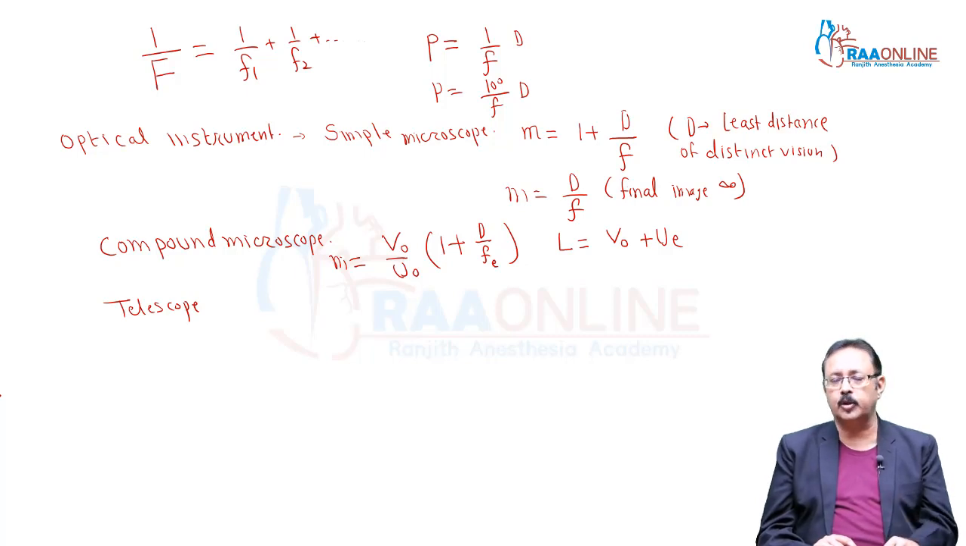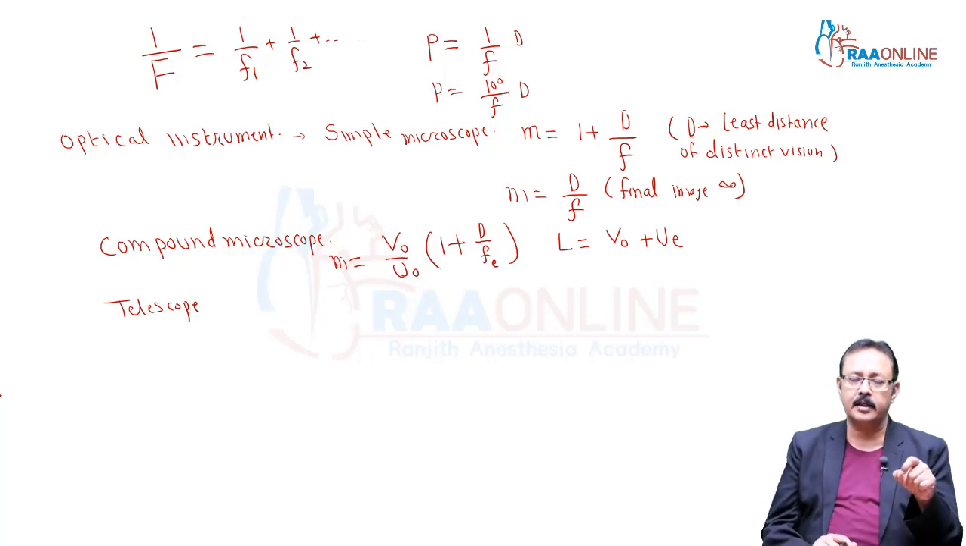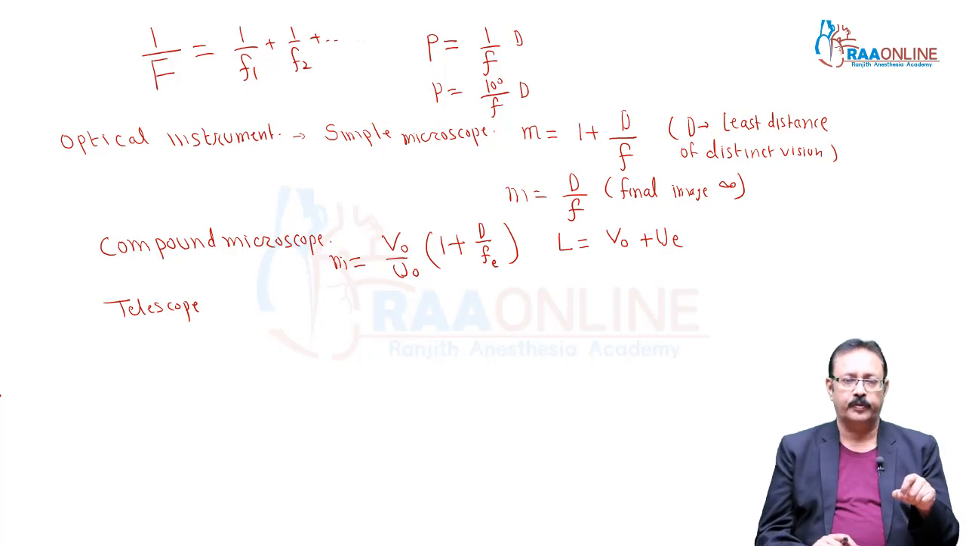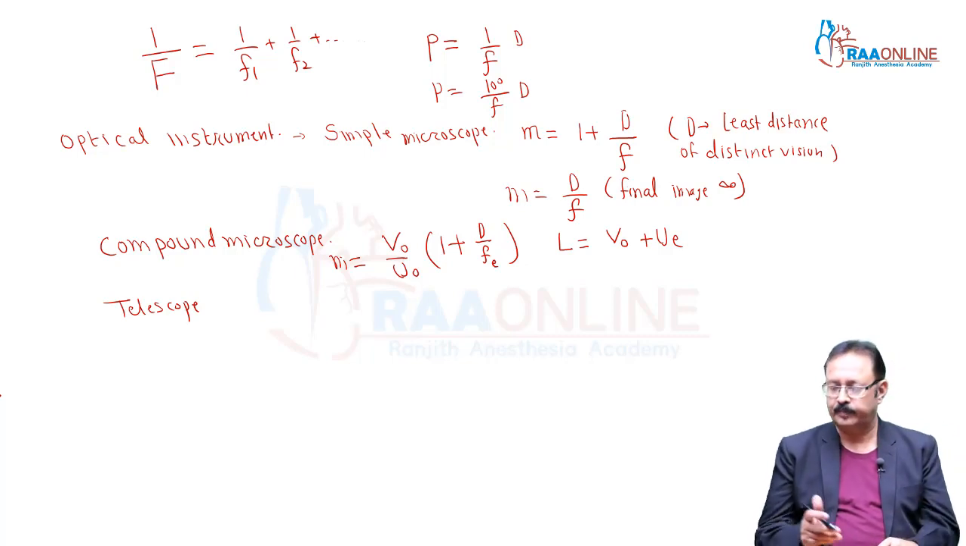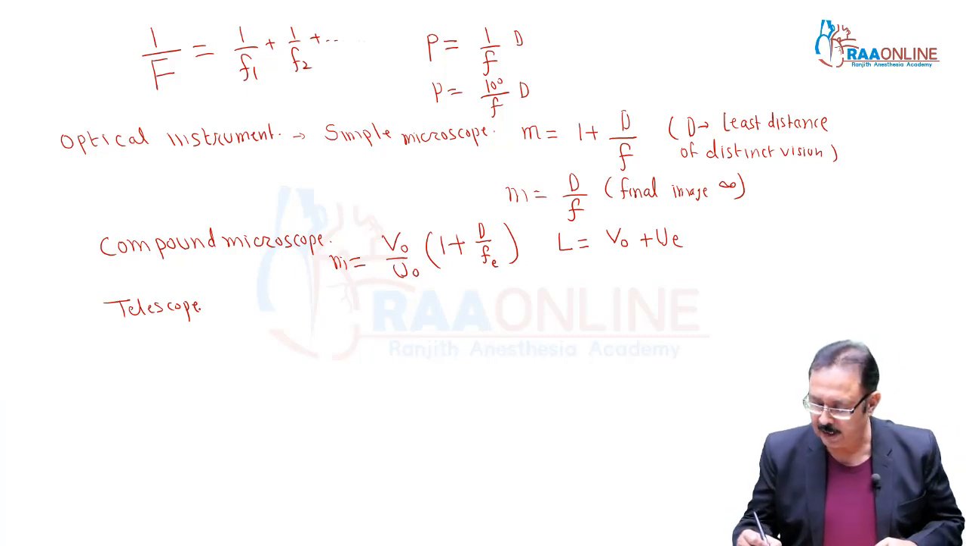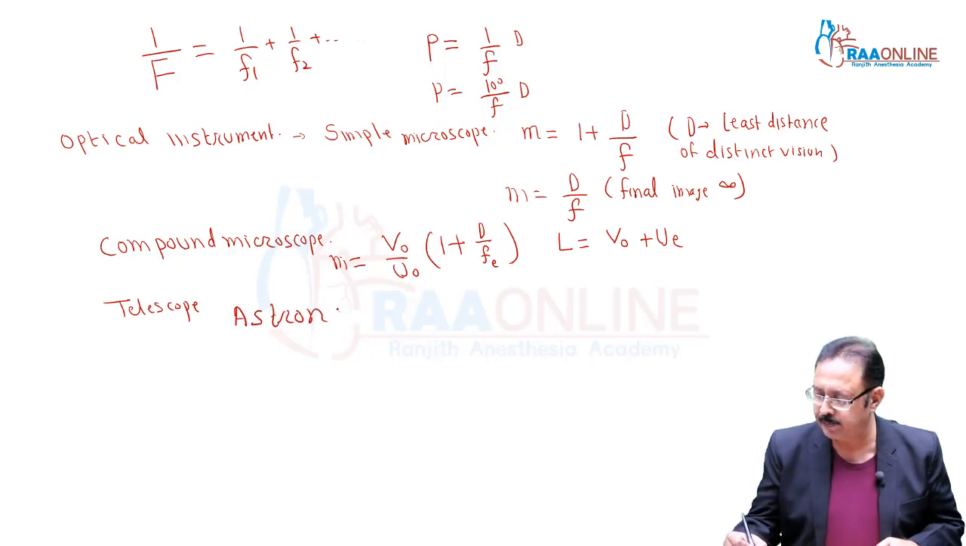Two types of telescope basically are there. One is to see objects on earth, known as terrestrial telescope. And one for stars and planets is known as astronomical telescope. So first I am discussing the astronomical telescope.